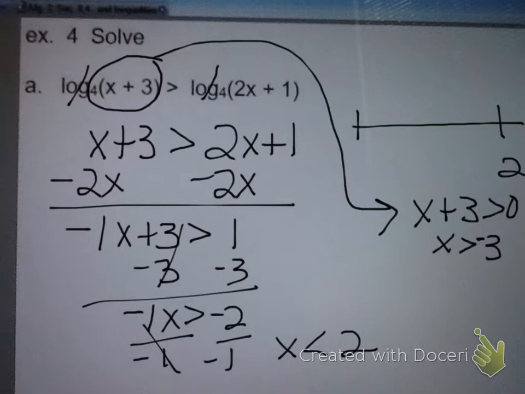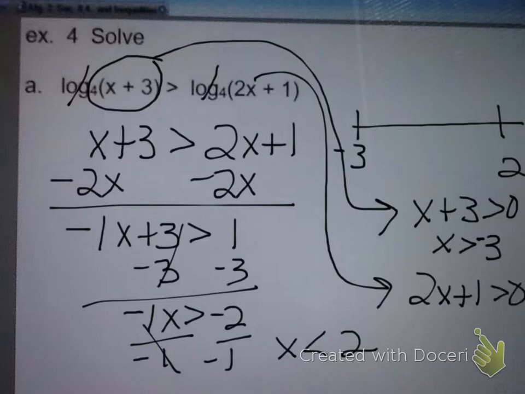Now let's look at the right side of the equation. We're going to have to look at the 2x plus 1 and put that greater than 0, because that's what we want. We want it to be greater than 0. Solve. So x is greater than -1/2. Let's put that on the graph.